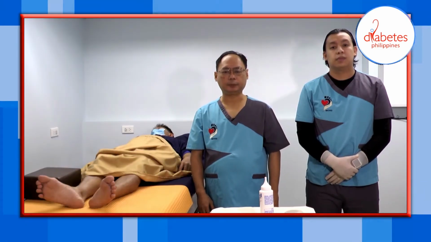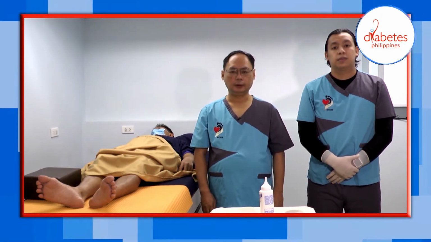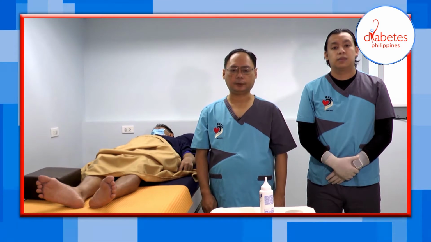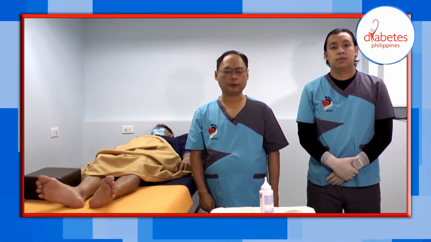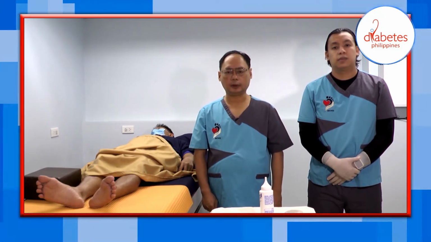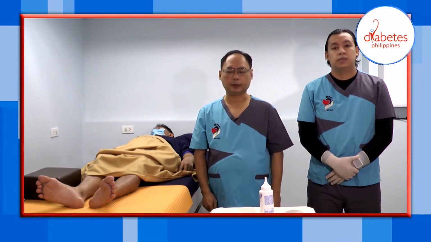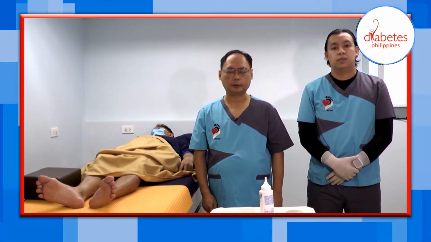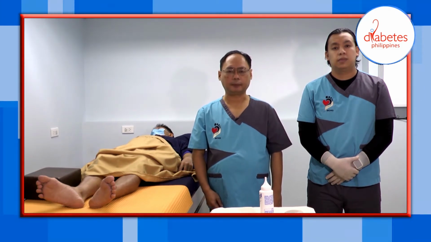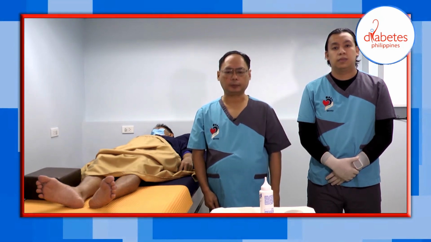In assessing our diabetic foot patients, we have to take a good, thorough history, examine the dermatologic condition and the musculoskeletal deformity, and do a neurovascular assessment. In the history, we have to know the duration of the diabetes, the control of the blood sugar, the presence of any previous amputation, history of bypass or angioplasty, and any other comorbidities.